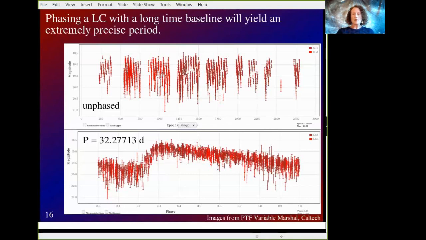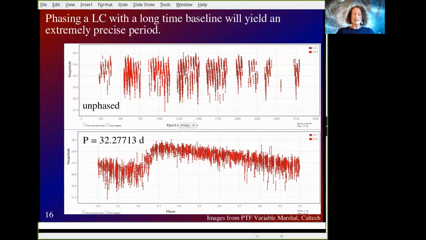So phasing a light curve with a long time baseline will yield an extremely precise period. So I show here a variable star from the intermediate Palomar Transient Factory, and it has an unphased light curve you can see at the top that goes from 0 to about 3,000 Julian days. And so that's a very long raw light curve, and it's unphased.